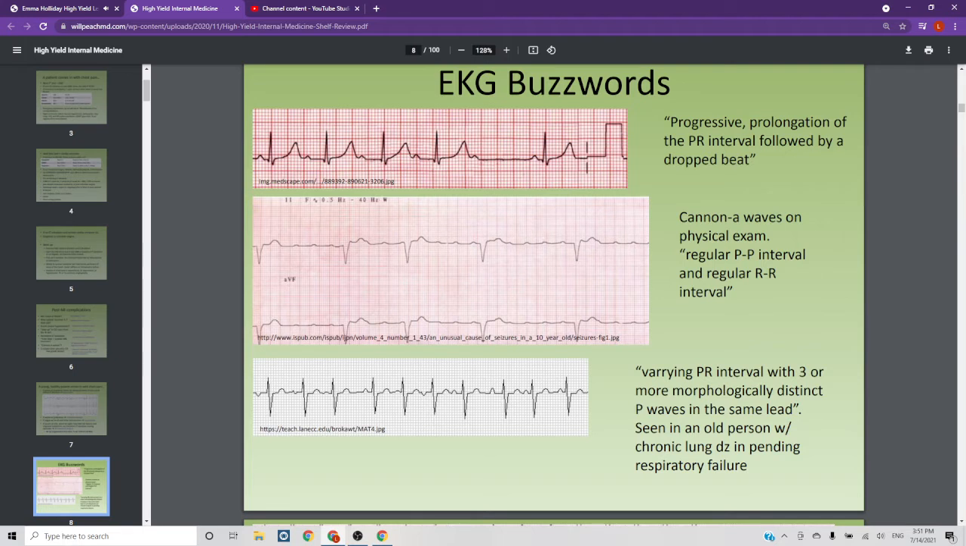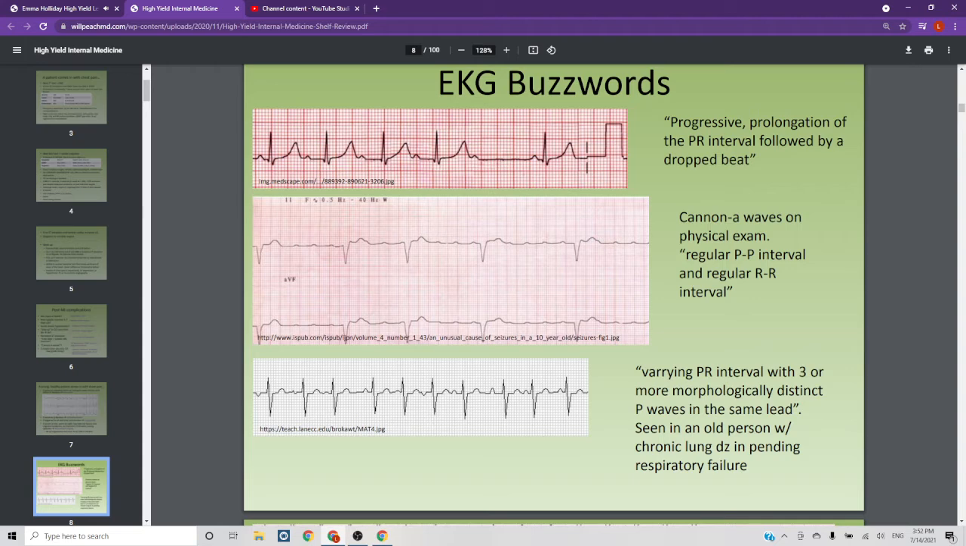Not AFib. With AFib, you typically can't see P waves. Good. This is MAT. So what they might tell you in the clinical vignette, if they don't give you this picture, they might describe it as varying PR intervals with 3 or more morphologically distinct P waves in the same lead. And this is good to know because it's bad news in terms of prognosis. This really happens in sick patients with bad pneumonia or otherwise really terrible respiratory disease.